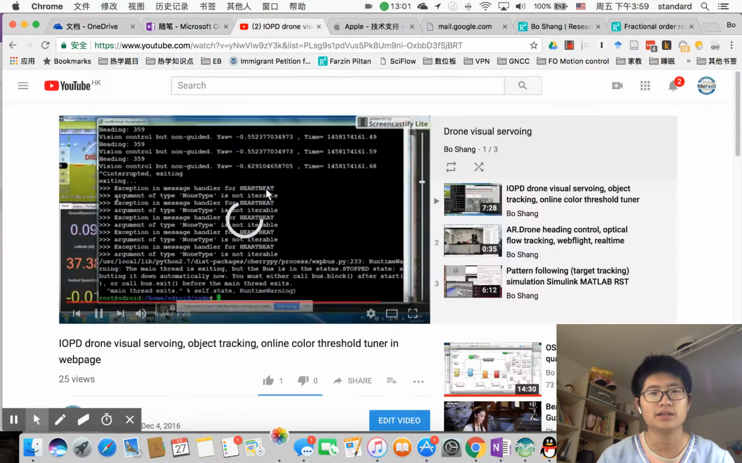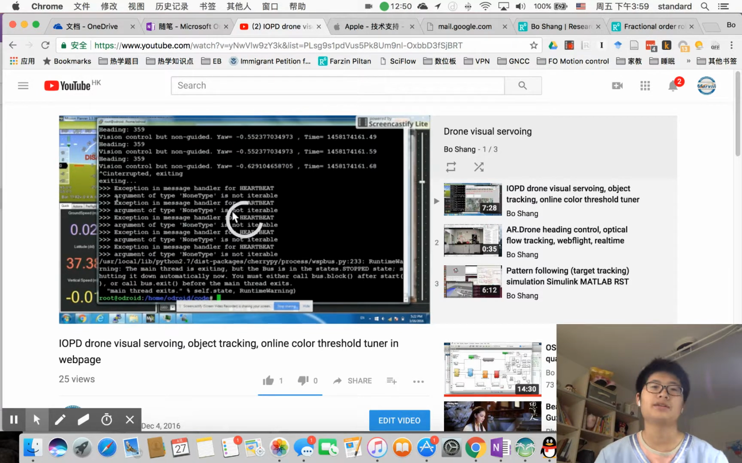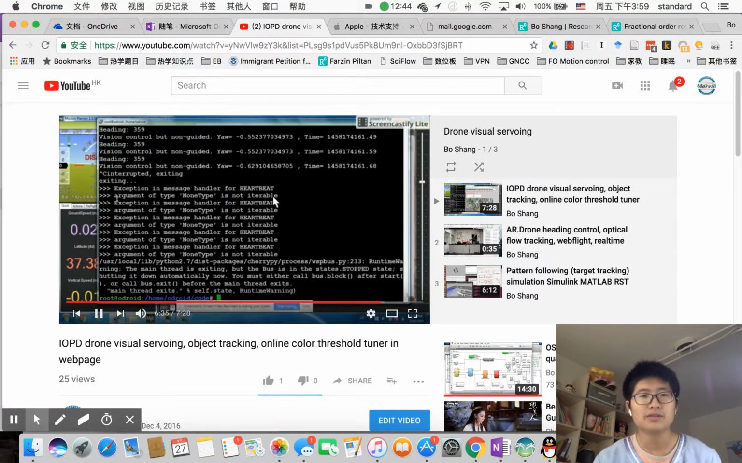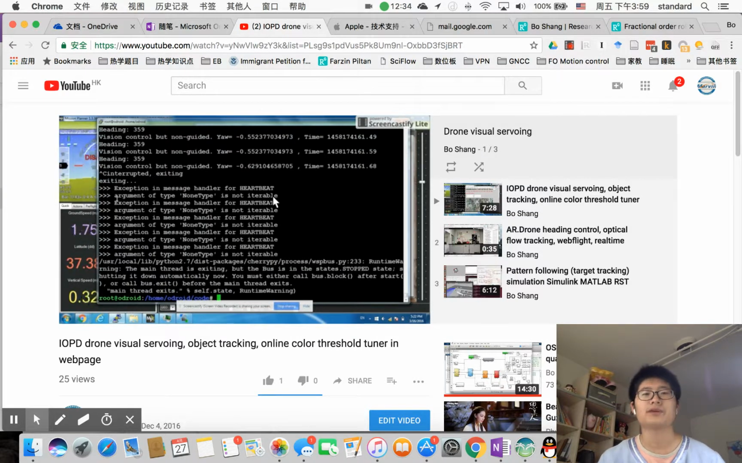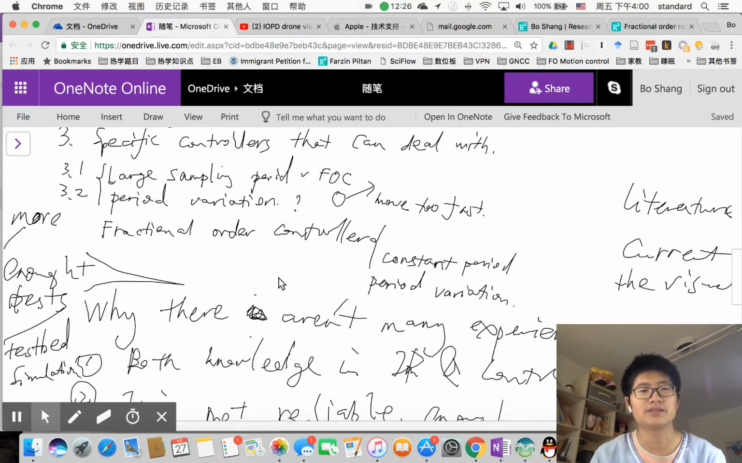It really takes a lot of time to prepare the drone, wait for the good condition, that we cannot let the outside have too large wind, because the camera view is limited. If the wind is too large, then the target will go away from the camera view, so we cannot detect and follow the target. And it really takes a lot of time to do those kind of experiments.